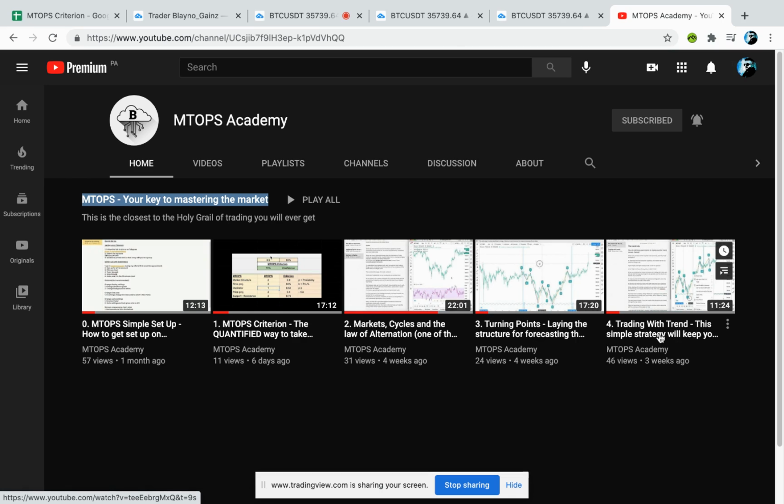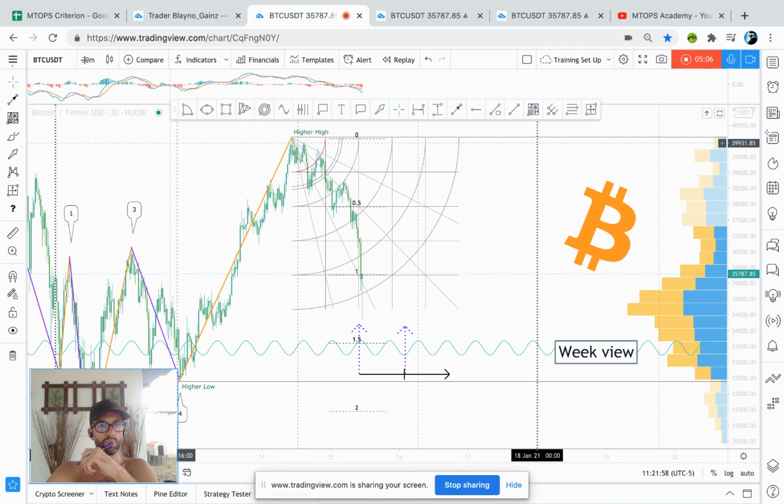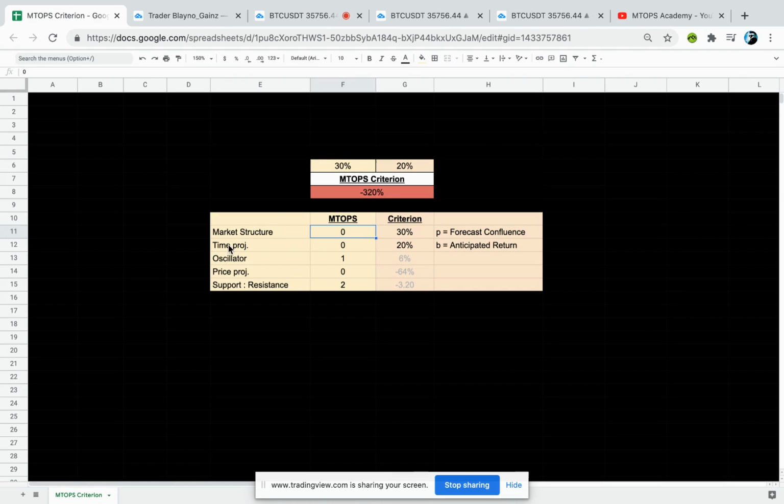how to trade with trend. It's all in this information. Okay, so criterion is again fat zero. Time projection is the next one we work at now.